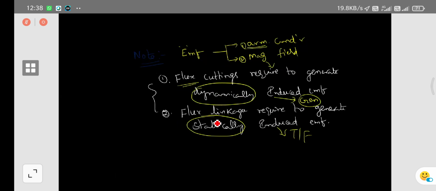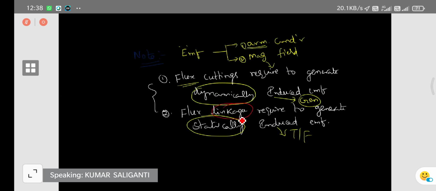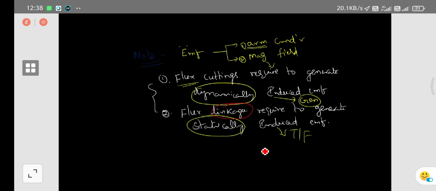Coming to the second one, instead of flux cutting, flux linkage takes place. Flux linkages are required to generate statically induced EMF. That is the transformer, because in that case the armature conductor and magnetic field are both stationary. That's why you are getting EMF, the statically induced EMF, like E1 for the primary side and E2 for the secondary side.